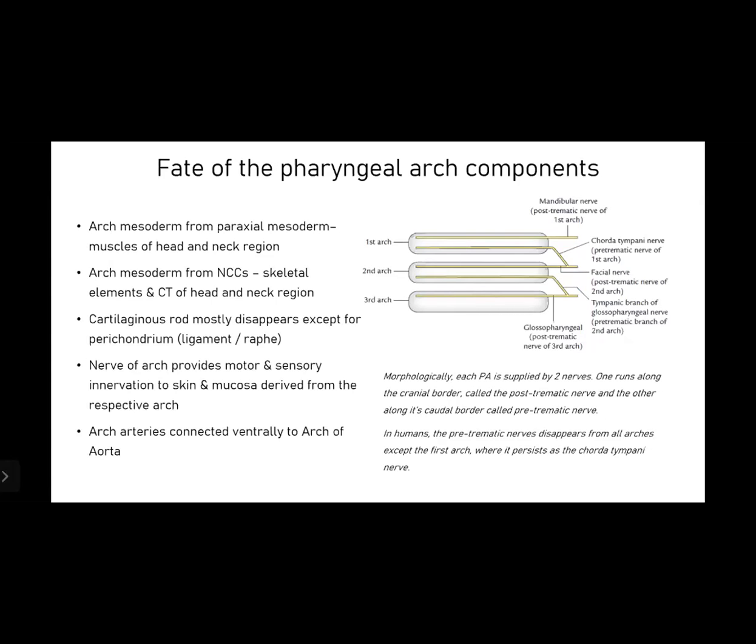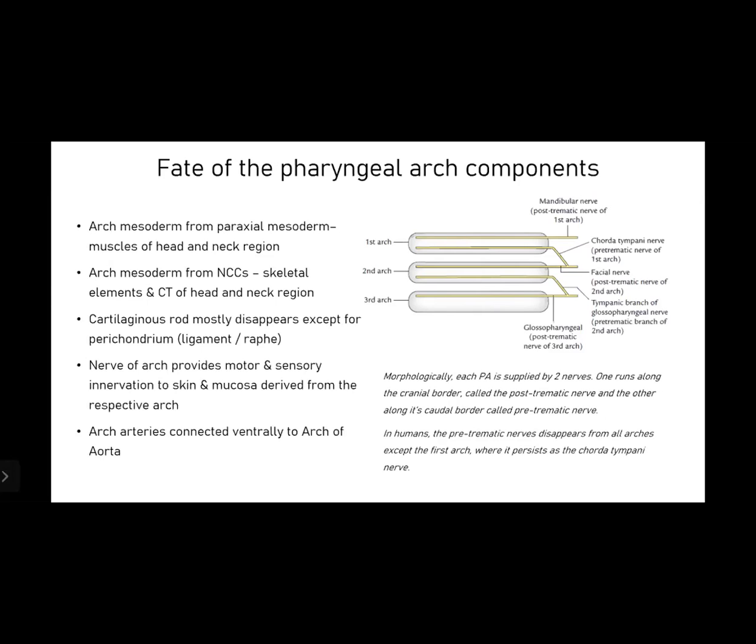Okay, and what about the cartilaginous rod that is present in each arch? That generally disappears except for the perichondrium, or the sheath, that persists and gives rise to various structures. We will discuss that in detail as we go on. And the nerve of the arch obviously provides both motor and sensory innervation to the skin and mucosa, to the structures that are derived from the respective arches.